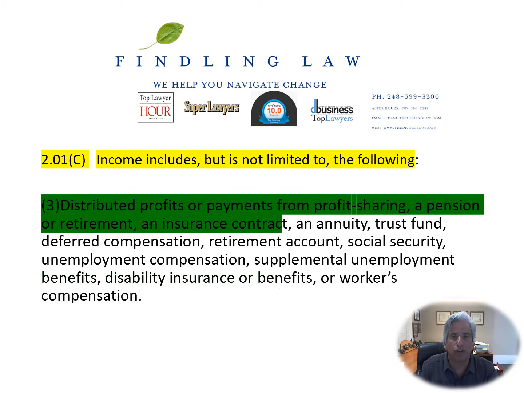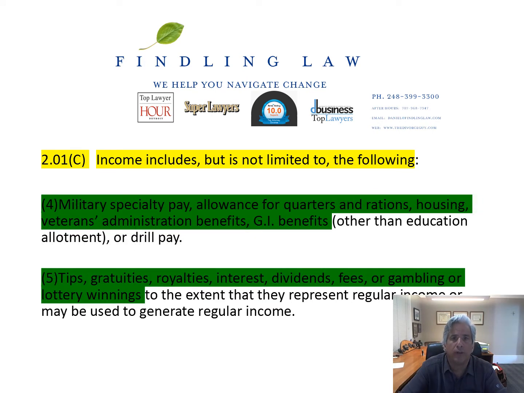When we talk about looking beyond the tax returns, Section 2.01c3 starts to bring some insight into what we mean by that. Whether it's distributed profits, retirement, a pension plan, or even deferred compensation, all of these sources of revenue may not be reflected on a tax return, but certainly are income for child support or spousal support purposes. Hopefully you're getting a broader understanding of what is income for child support and spousal support purposes.